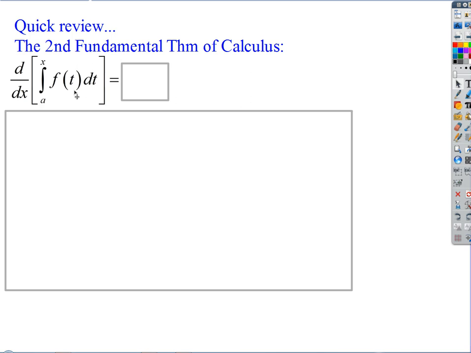If we differentiate an area function, so we're taking the derivative with respect to x of this area under the curve f from some constant up to x, do we remember how we deal with that? Real simple answer. What's that equal to? f of x.